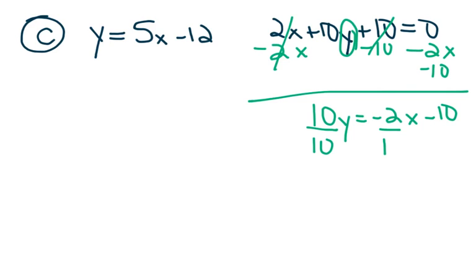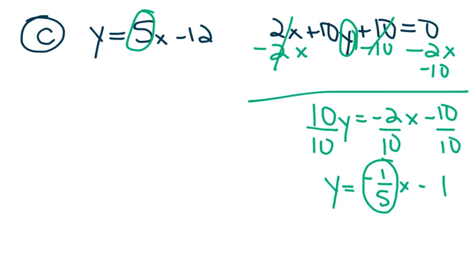Then I need to divide everything by 10 and reduce fractions. So this is y is equal to negative 2 over 10, which reduces to negative 1 over 5, x minus 10 over 10, which is 1. I want you to look at their slopes. Those are opposite and reciprocals. Therefore, they must be perpendicular.